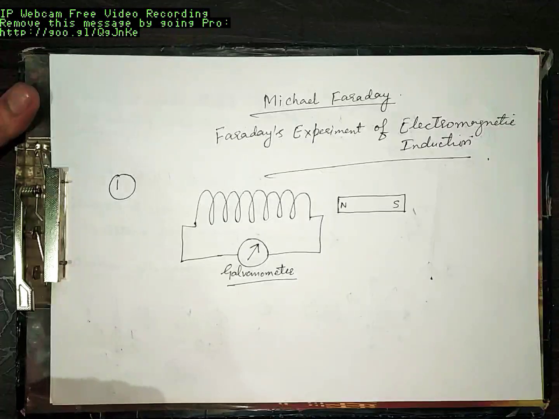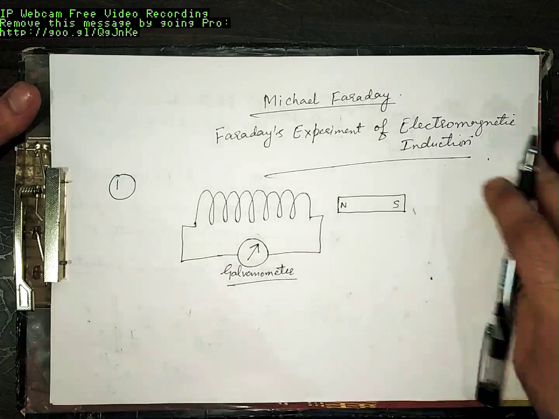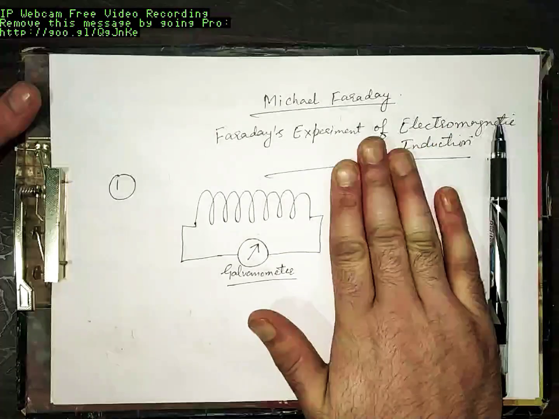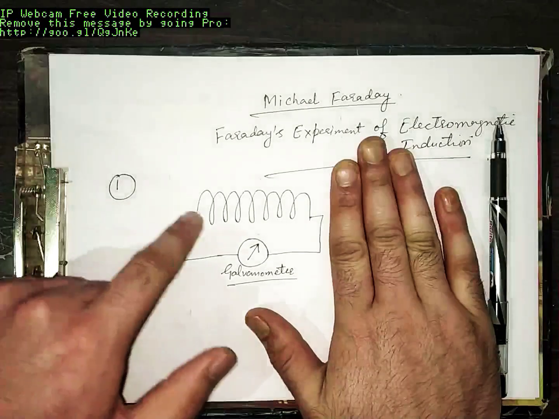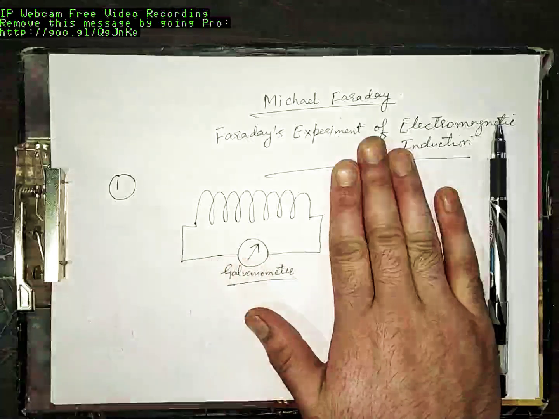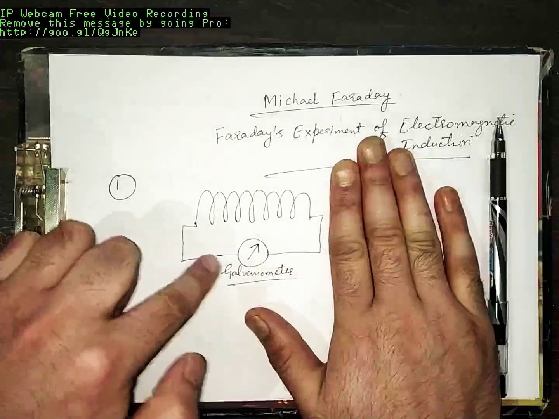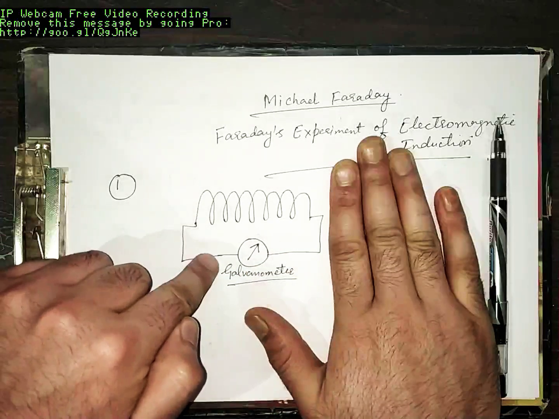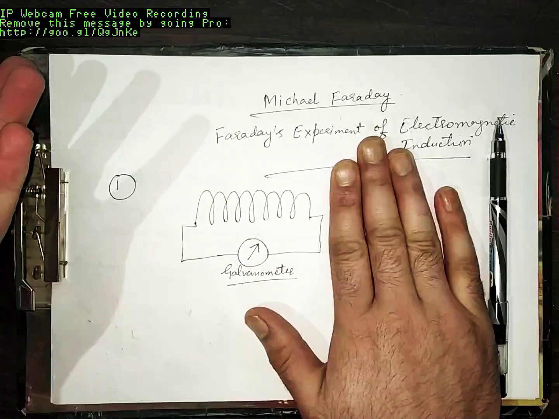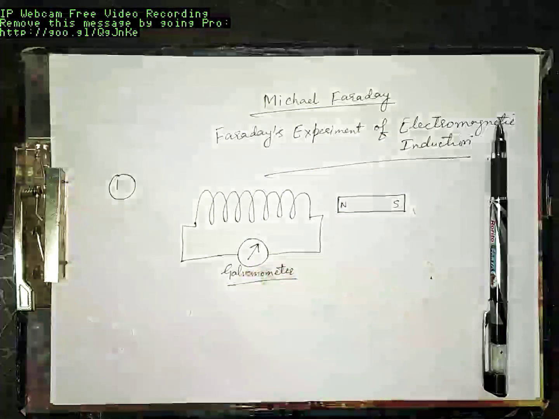You tell me normally, if this bar magnet is not here, what will be the current flowing through this wire? It will be zero. Why? Because there is no source, no battery, no voltage source connected across the wire. There will be zero current flowing through the galvanometer. It will show zero deflection.